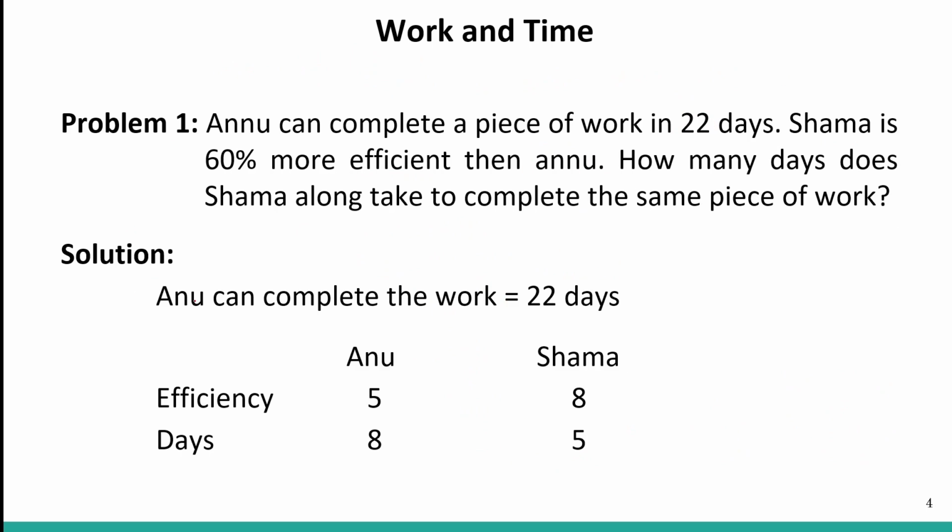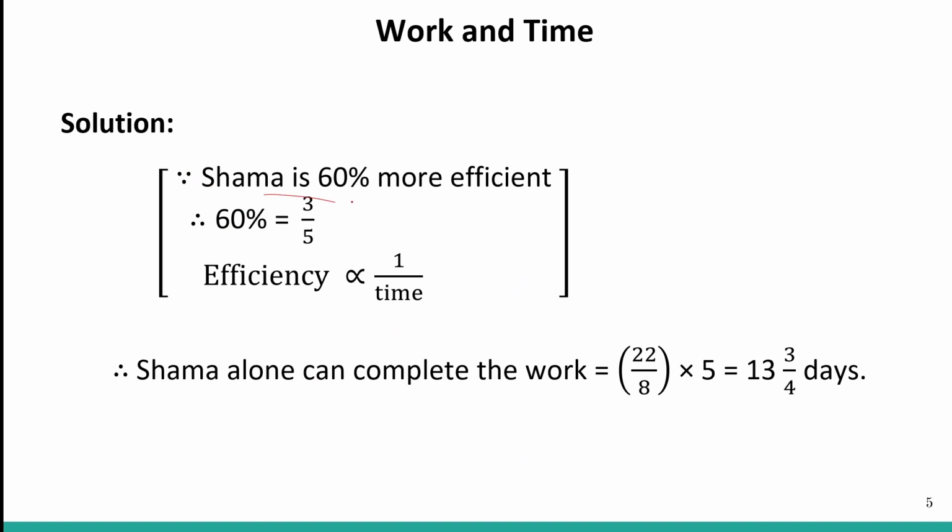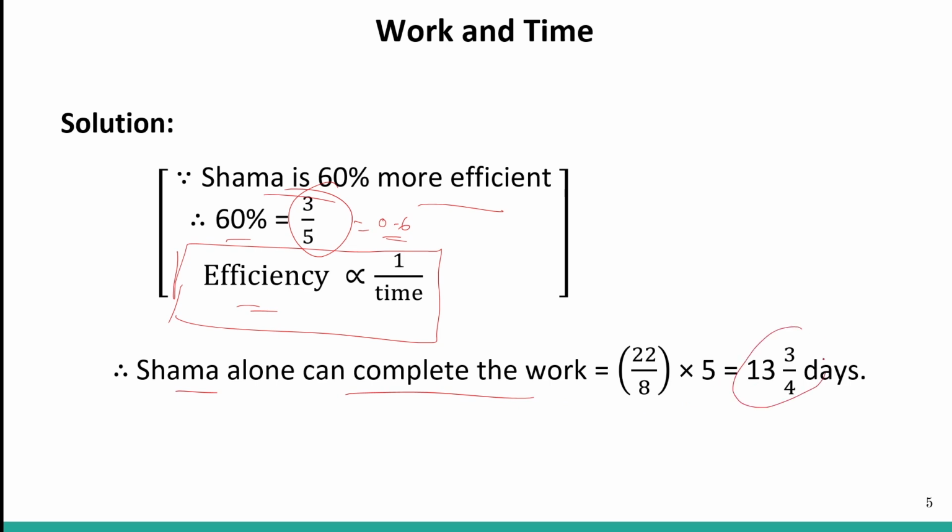So let's see the step-by-step solution. Anu can complete the work in 22 days. If Anu's efficiency is 5, then Sama's is 8, because she is 60% more efficient than Anu, as given in the question. 60% is equal to 3 by 5 or 0.6. Efficiency is inversely proportional to time. So Sama alone can complete the work in 22 by 8 into 5, that is equal to 13 whole and 3 by 4 days. So this is the correct answer.